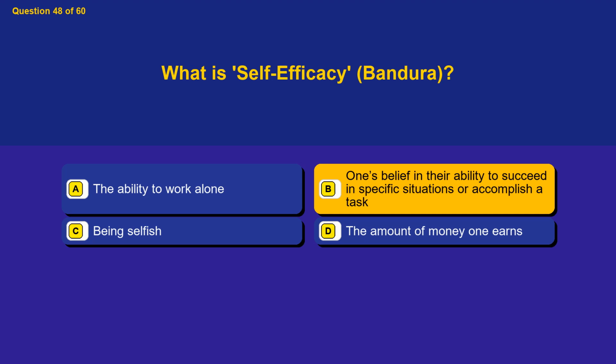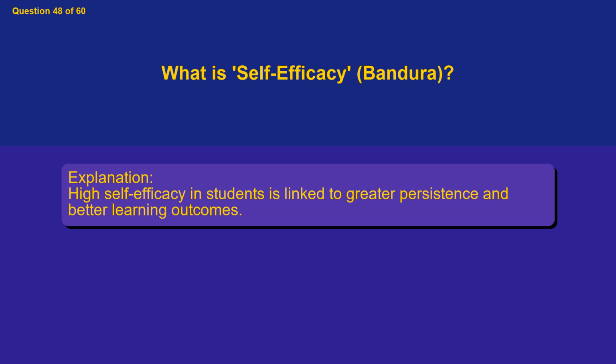The correct answer is option B. One's belief in their ability to succeed in specific situations or accomplish a task. High self-efficacy in students is linked to greater persistence and better learning outcomes.